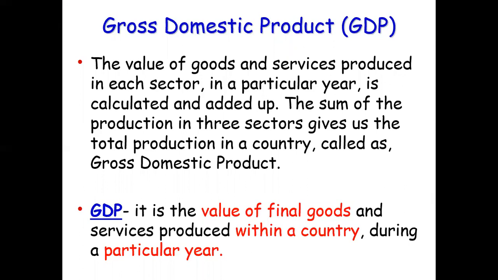Now, how do you measure GDP? You will take the sum of production of all the three sectors and it will tell you the total production in the country. This is called GDP. So there is an organization in India, GDP is measured by the Central Statistical Organization, CSO. This organization collects data with the help of various government departments of all states, the central government, and union territories, and it gives us the GDP.